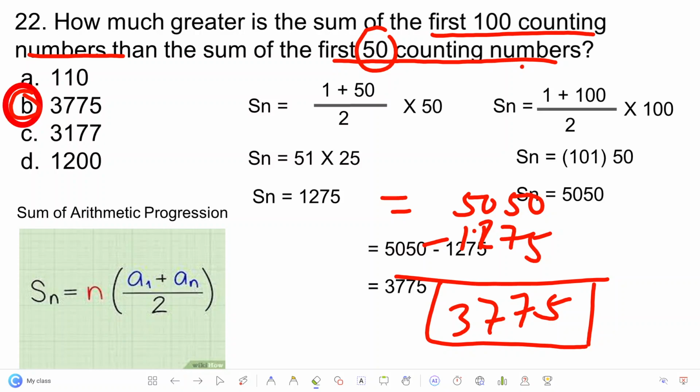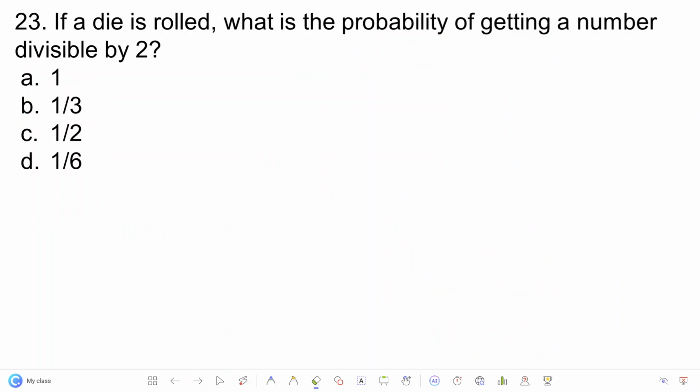So, let's proceed to item number 23. Ito isa na namang probability question. Okay? So, if a die is rolled, what is the probability of getting a number divisible by 2? Nakakita na po kayo ng die. Ito po yung dice yung sa perya na pinapaikot, tinatapon, at meron siyang 6 faces.